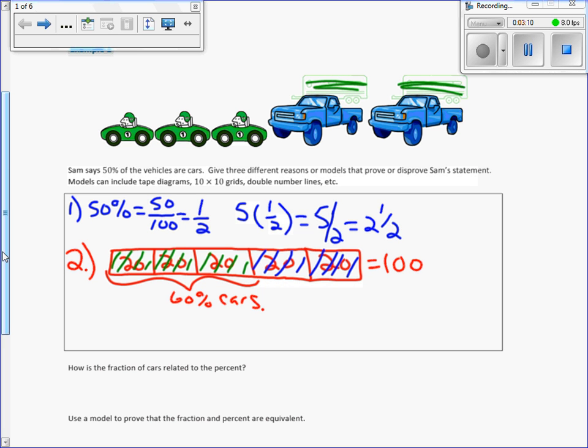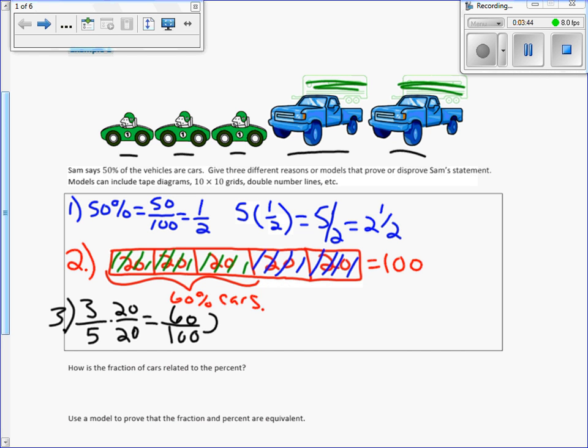Another way we could do it is we have 1, 2, 3 cars out of 5 vehicles. So we could say, well, let's see, the ratio of cars to the total vehicles is 3 to 5. If I multiply that by 20 over 20, why do we do that? Because we want out of 100, we want 100%. We want 100 in the denominator. 5 times 20 is 100. 20 divided by 20 is 1. 3/5 times 1 is still equivalent to 3/5, but now it's 60 over 100, which then shows us another way of saying 60%.